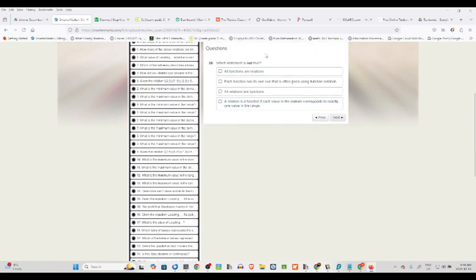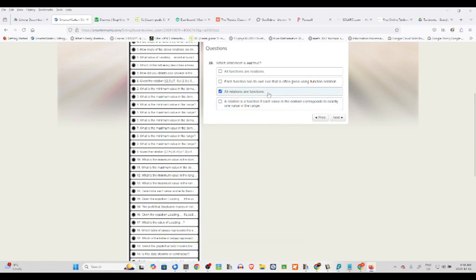Now, which statement is not true? All functions are relations. That is true. Every function is a type of relation. Each function has its own rule that is often given using function notation. Yes, that is true. That's the equation of the function. All relations are functions. This is the one that is not true.